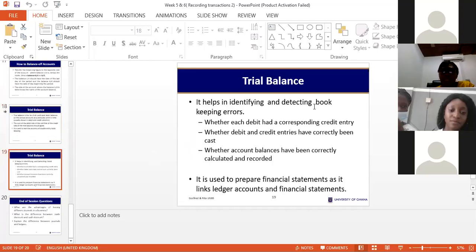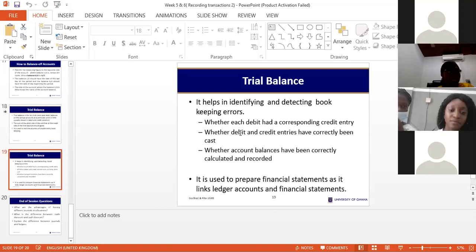Okay, so it helps in identifying and determining bookkeeping errors. So whether each debit has a corresponding credit entry and whether it has been correctly cast, entered, recorded and calculated. Now it is from the trial balance that we will prepare the financial statement. So the trial balance also acts as a link between the ledgers and the reports. Aside from helping us to check the accuracy of our recording and to detect errors and correct them before we prepare the report, it also acts as a link between the ledgers and the financial statement reports.